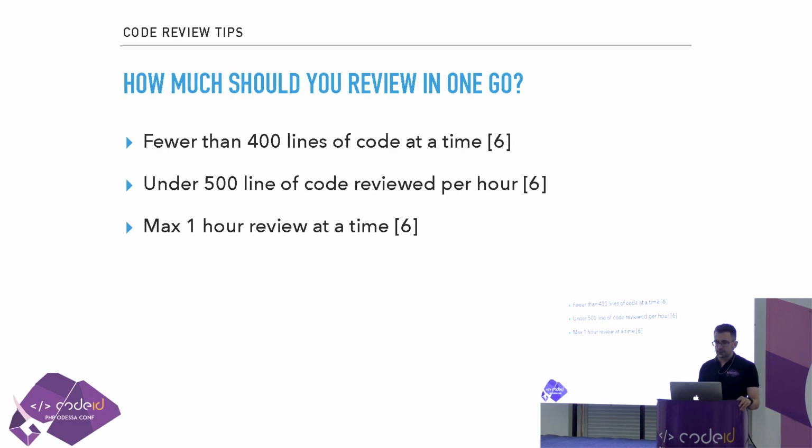How much should we do in one go? Not much. I'd limit code review to an hour. After an hour of code review, you really start to lose your concentration. SmartBear did a survey of code review done at Cisco, and these were their findings. Certainly no more than 400 lines of code at a time, under 500 lines of code per hour, and maximum 1 hour at a time. And again, if you go back to your commits and make them small, you can just do them in chunks. So even if you've got a PR that might be 20 or 30 commits, you just go and do them in small chunks.